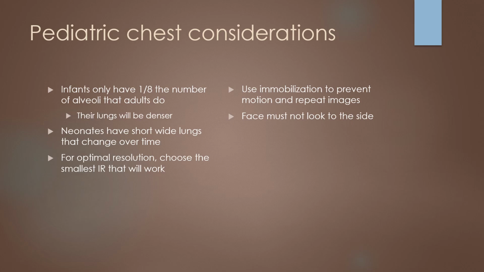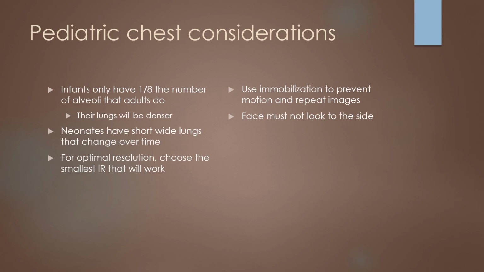Okay, pediatric chest considerations. Infants only have one eighth the number of alveoli that adults do. Therefore, their lungs are going to be much denser and radiopaque. They also have short, wide lungs, and that will change over time. For optimal resolution, we need to choose the smallest IR that will work if you're using a CR system. If you're using a direct system where you just have a single imaging plate, then you're going to have to use that imaging plate. Make sure that you're collimating to reduce patient dose. Make sure you're using the highest kVp possible to reduce patient dose. If applicable, use radiation protection.